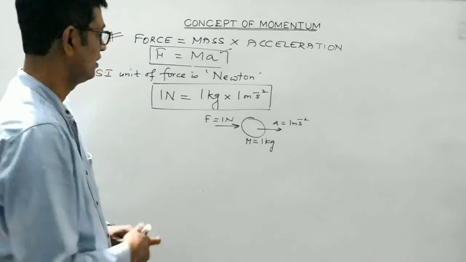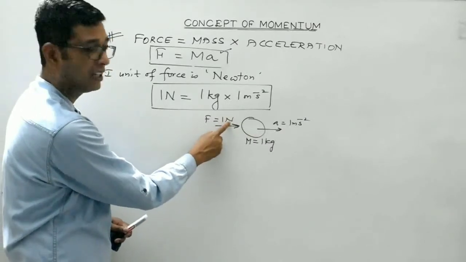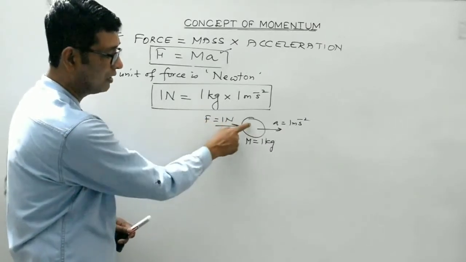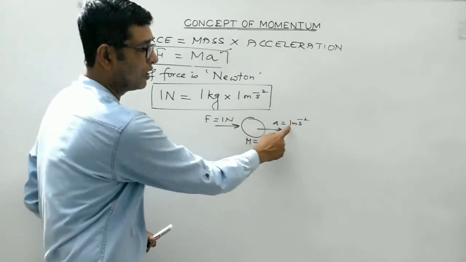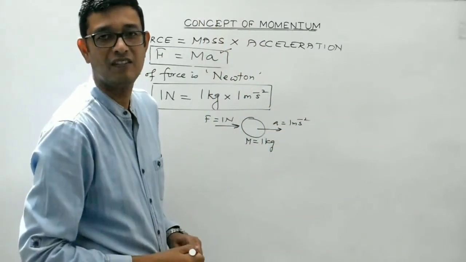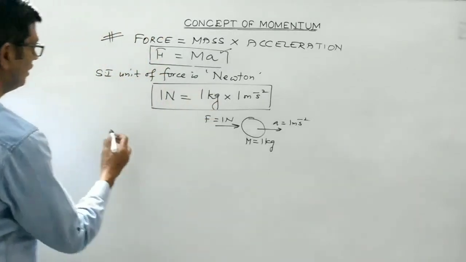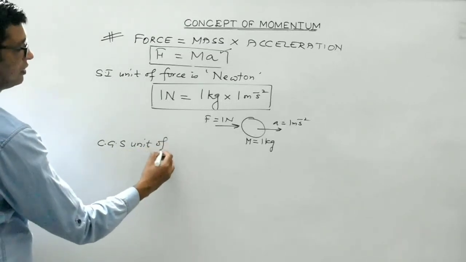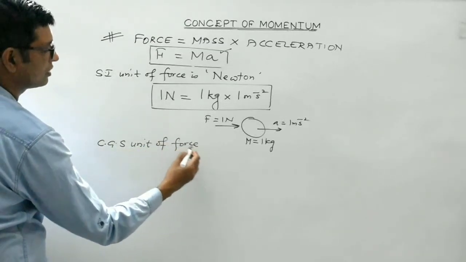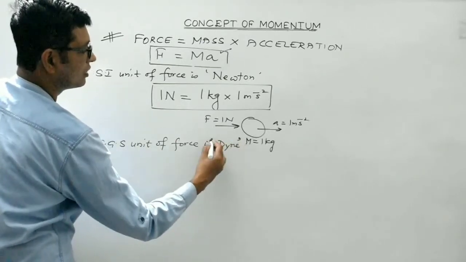I'll repeat this. The force acting on a body is said to be 1 Newton when this force, when acted upon a body of mass 1 kg, produces in it an acceleration of 1 meter per second square. Clear, students? So SI unit of force is Newton. Its CGS unit is, CGS unit of force is dyne. D-Y-N-E. CGS unit of force is dyne.